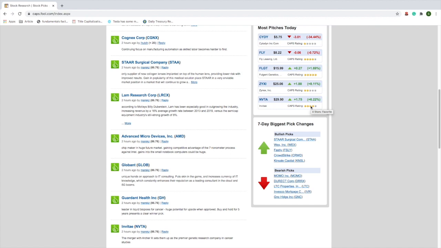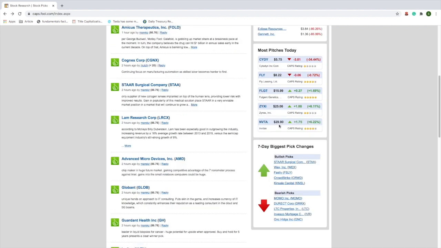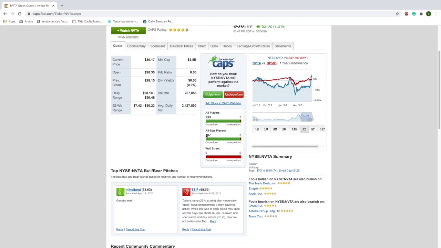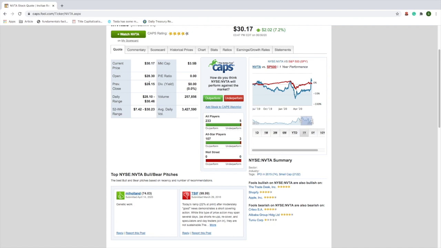Motley Fool Caps rating for stocks is particularly helpful, ranging from 1 to 5, curated by investor communities on the site. It's like an Amazon review for stocks that you want to trade, or similar to an eToro style environment, where it's a community trading environment. So if I was to click on Invite here, we can see that, like I said, it's not the most extensive platform in the world, but it gives you a solid amount of information.